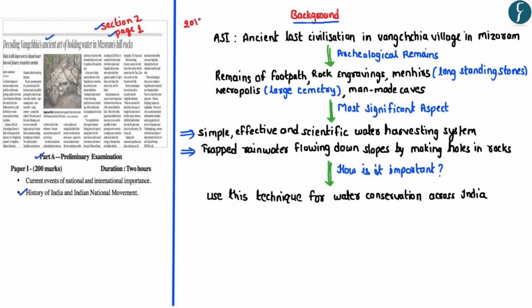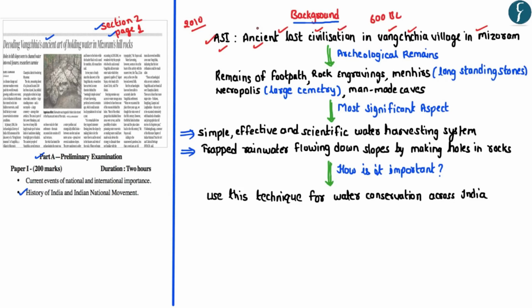In the year 2010, the Archaeological Survey of India stumbled upon an ancient lost civilization in Mizoram. This ancient lost civilization was found in a village known as Wangchia village, which borders Myanmar. And this civilization was dated back to around 600 BC. So when this ancient lost civilization was discovered by the Archaeological Survey of India, accordingly the Wangchia village was declared a protected site so as to carry out further research into this ancient civilization.